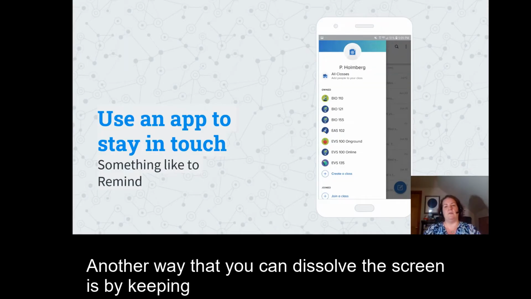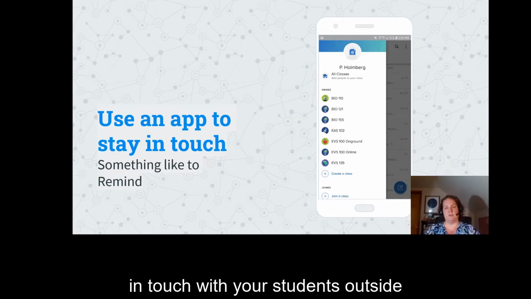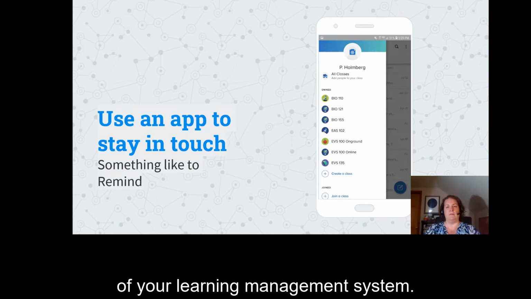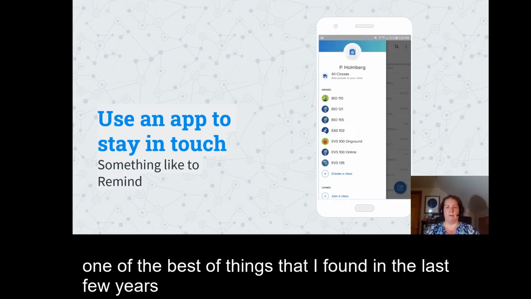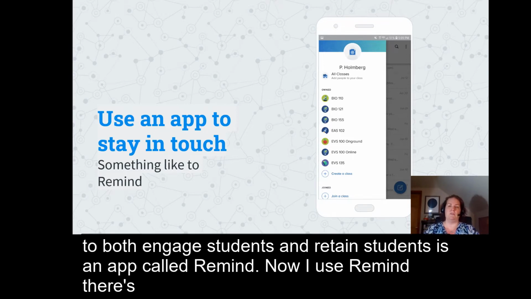Another way that you can dissolve the screen is by keeping in touch with your students outside of whatever learning management system or whatever other way you are delivering content. One of the ways that I keep in touch with my students, and it's probably been one of the best things I've found in the last few years to both engage students and retain students, is an app called Remind.